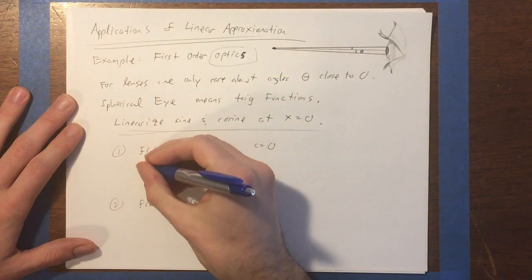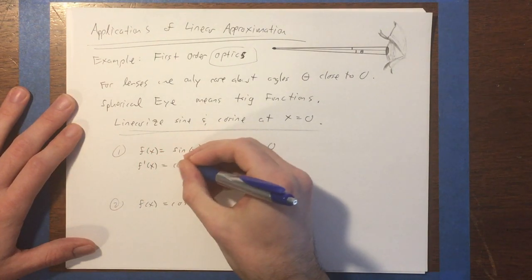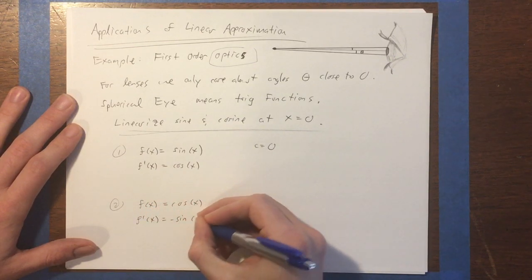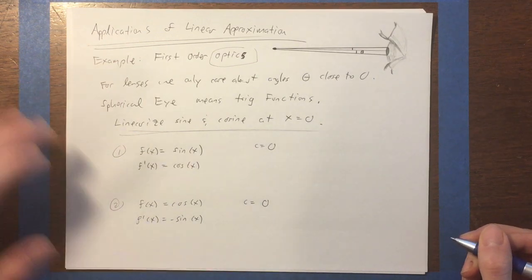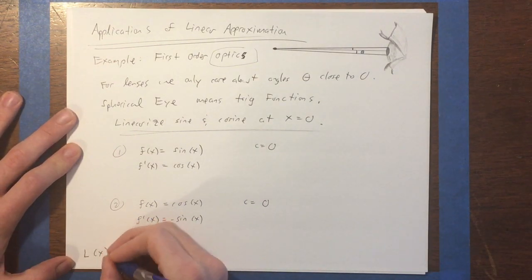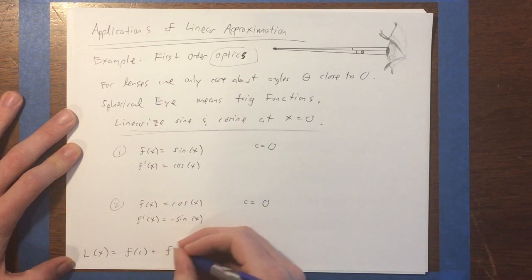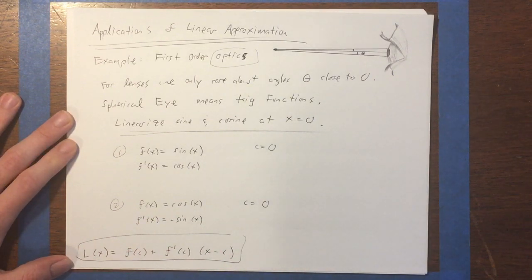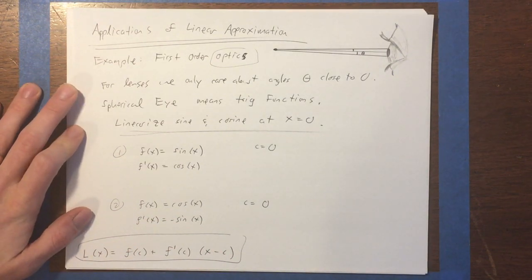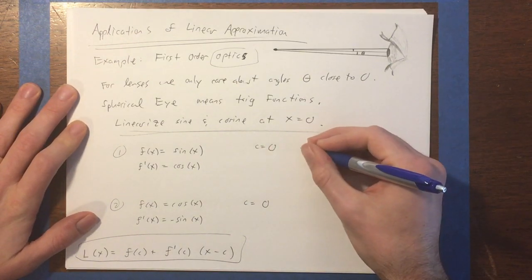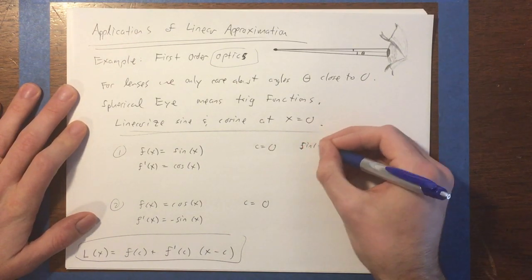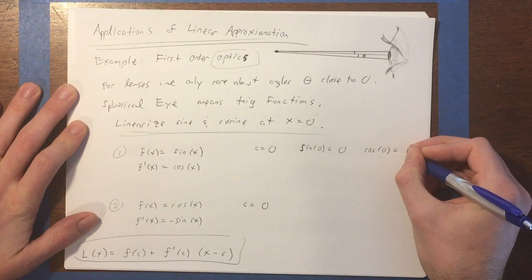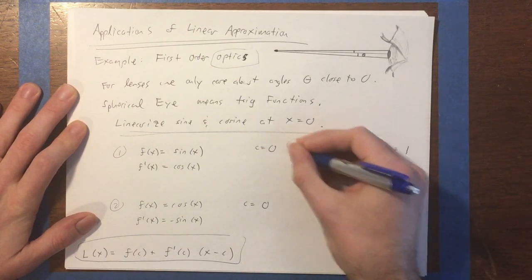First of all, we're going to need derivatives. Recall that for sine, f prime is cosine of x, and for cosine, f prime is negative sine of x. Also recall the linearization formula: L of x is f of c plus f prime of c times x minus c. That's your tangent line equation. That's the linearization. For c equals 0, sine of 0 is 0, and cosine of 0 is 1. We're going to use both of those pieces of information.